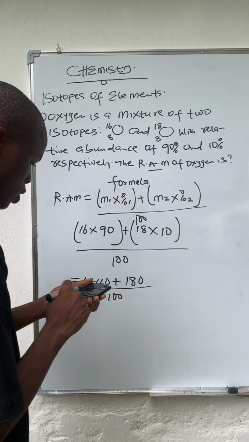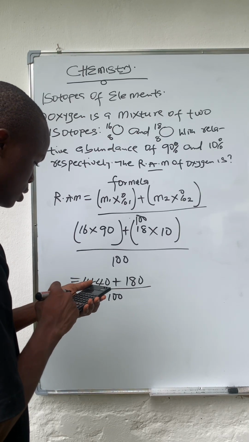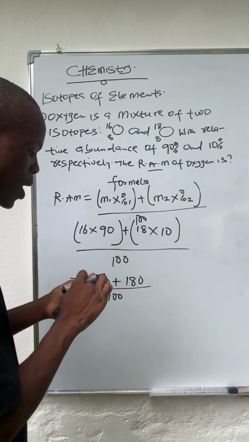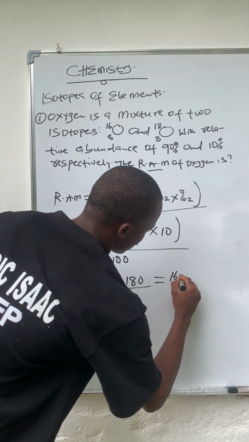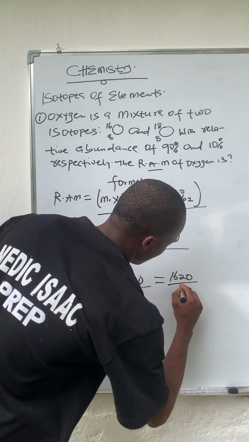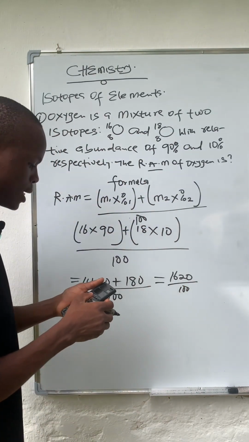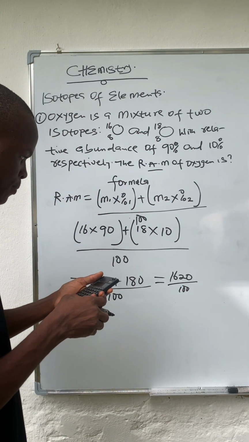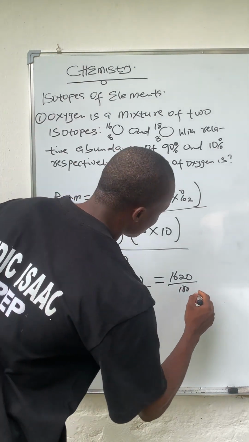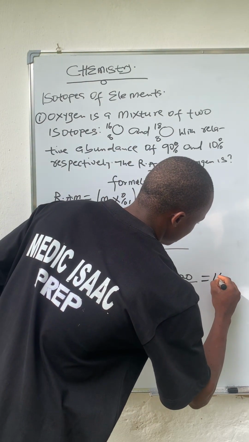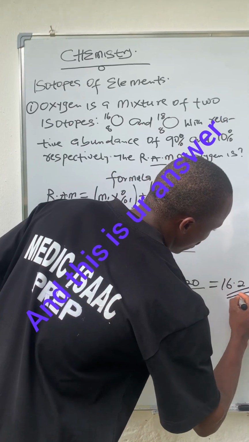So the next thing you have to do is to add up these numbers. 1440 plus 180 will give us what? 1620, all in 100. So the next thing is to divide. Divide by 100 will give us 16.2. And this is your answer.